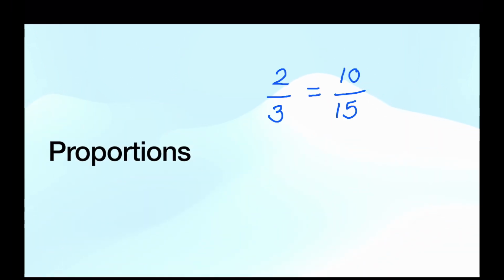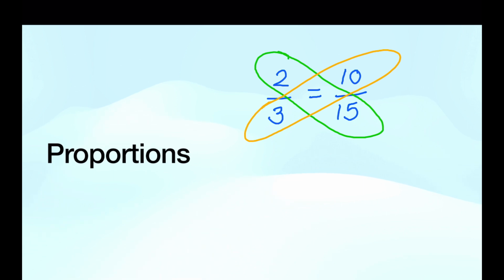Let's talk about proportions. A proportion is just the statement that two ratios are equal. For example, the statement 2:3 equals 10:15 is a proportion. The fractions 2/3 and 10/15 are equivalent. So a proportion is just a statement that two ratios are equal, or that you could reduce one ratio to get the other. When we have proportions, the cross products are always equal.